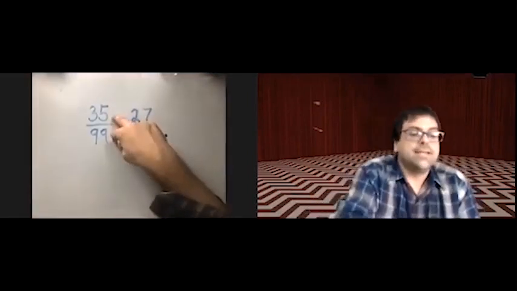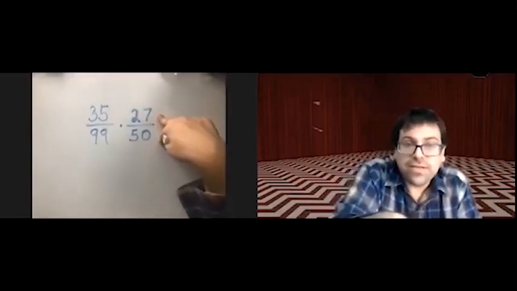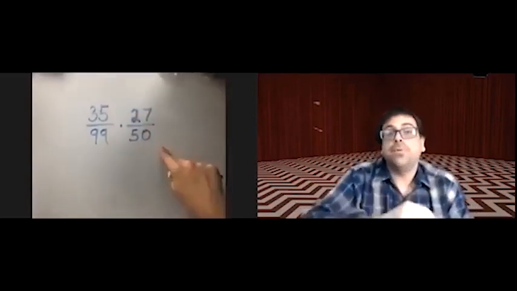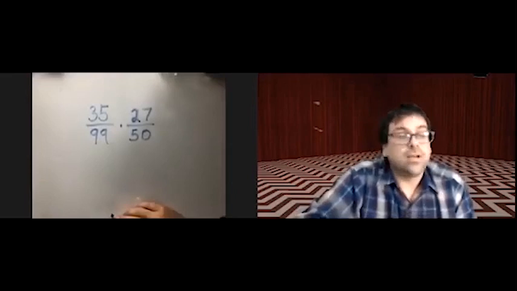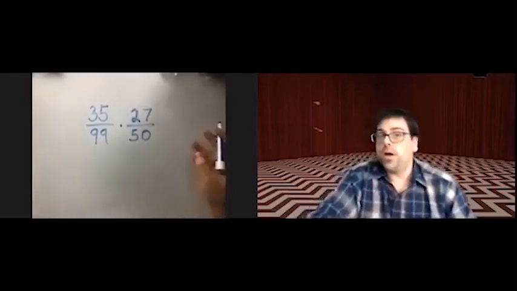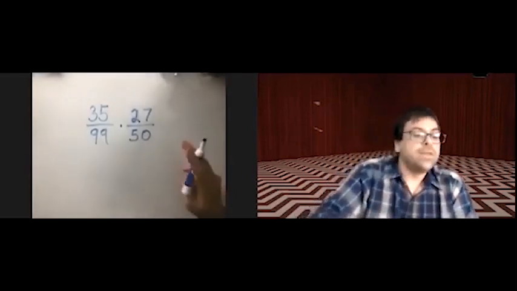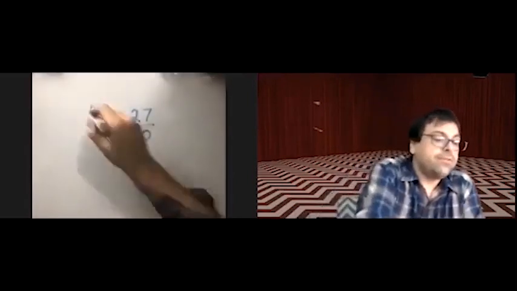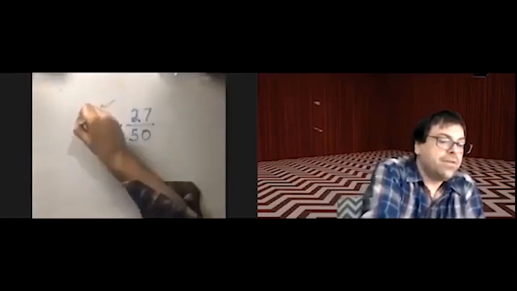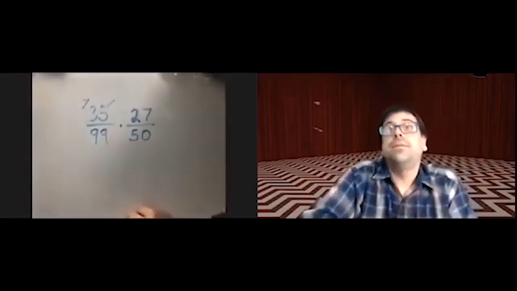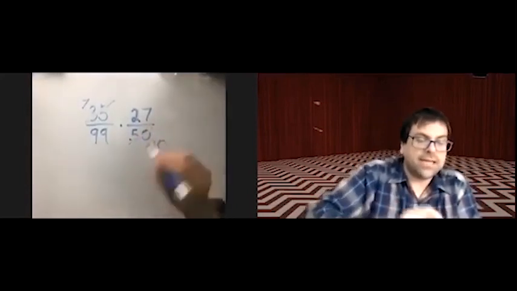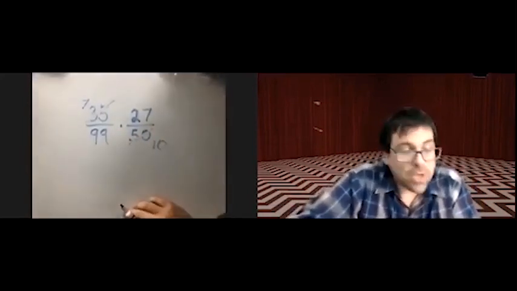35 over 99 doesn't reduce. 27 over 50 doesn't reduce. But 35 on the top and 50 on the bottom, as long as we can find a factor on the top and the bottom, we can cancel. They are both divisible by 5. 35 divided by 5 is 7. 50 divided by 5 is 10. We keep going.